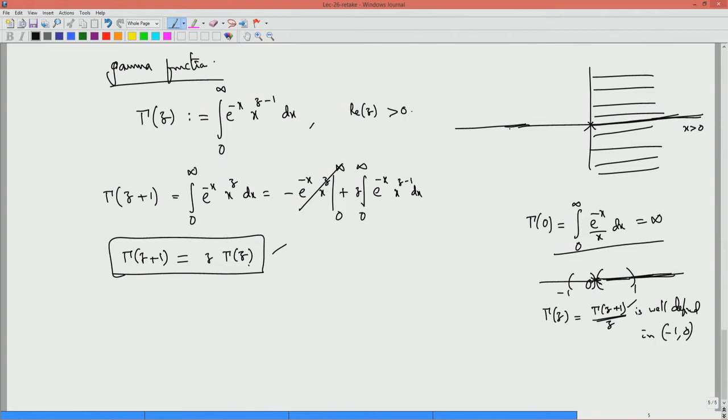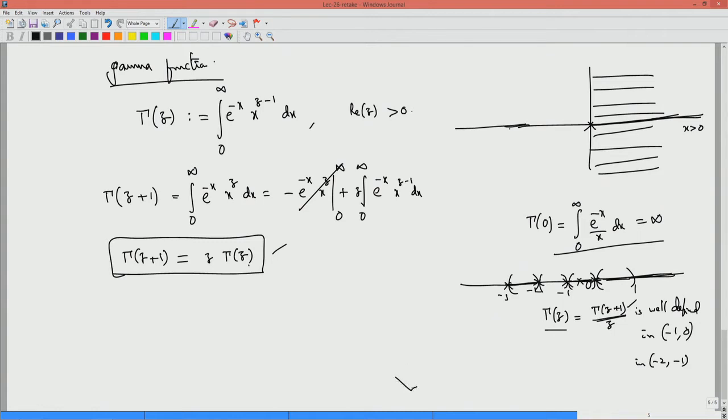Once you know gamma z in minus 1 to 0, you can define it in minus 2 to minus 1, since z plus 1 lies in the interval you have already seen. Iteratively, you can go on defining it on every interval of length 1, except at the negative integers, including 0, where the gamma function is not defined. Everywhere else it is defined; that is what is important.